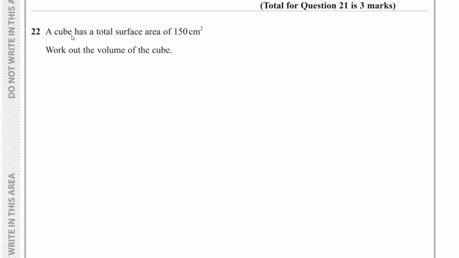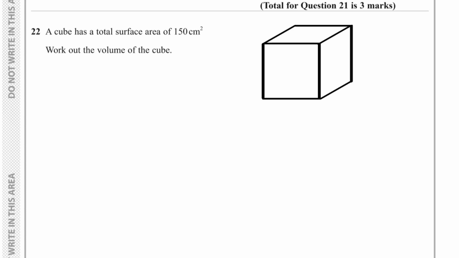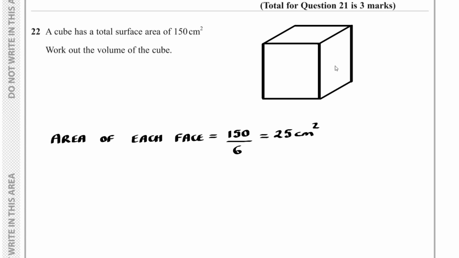Question 22. A cube has a total surface area of 150 centimeters squared. We have to work out the volume of the cube. Well, here is our cube. The area of each face will equal 150 over 6 because we've got 6 square faces. And working this out, we get 25. So the area of each square face is 25 centimeters squared.